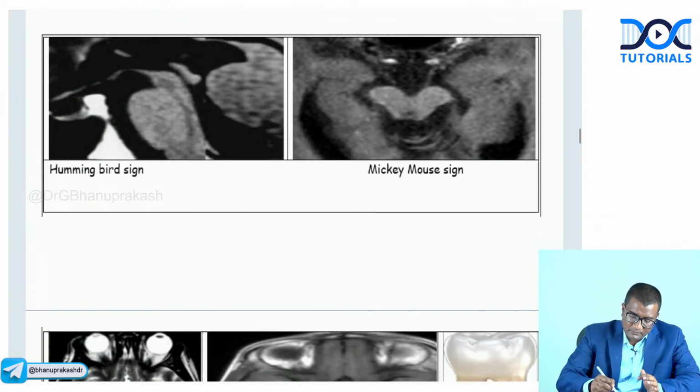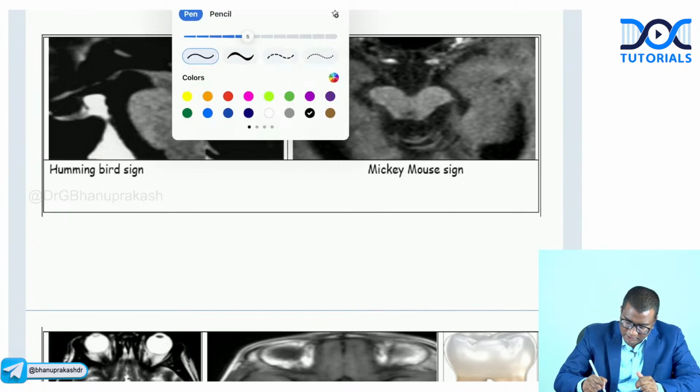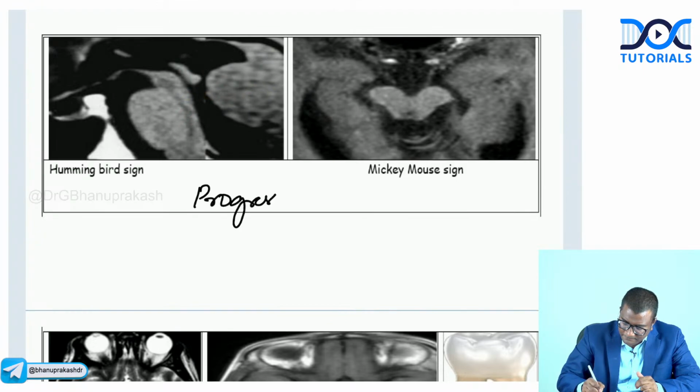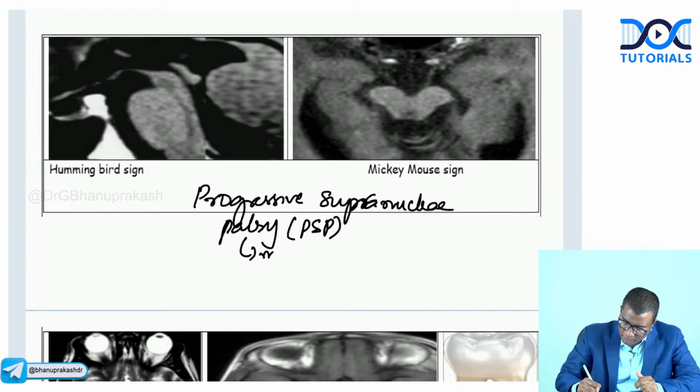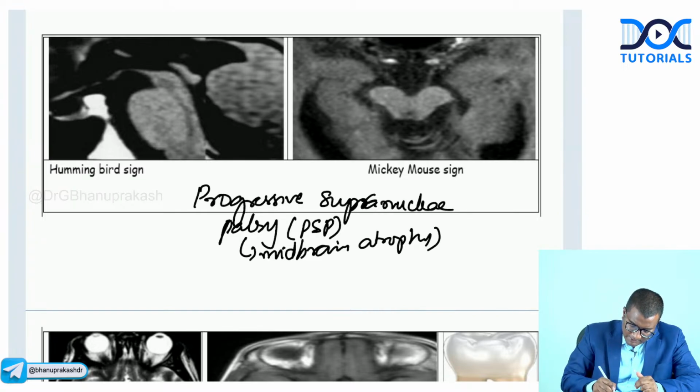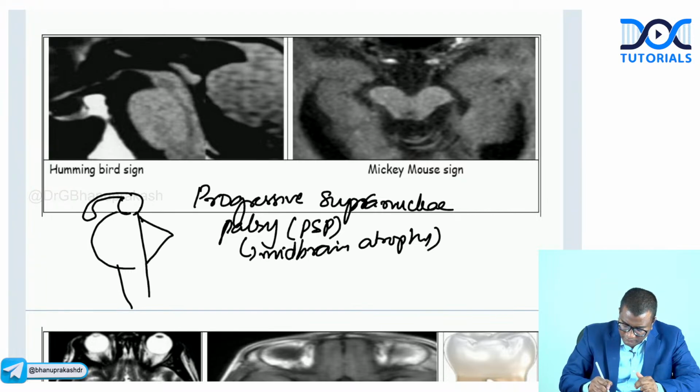Next, remember, in progressive supranuclear palsy, when we have a patient with progressive supranuclear palsy, this is a condition where we have midbrain atrophy. So when we have midbrain atrophy, on a sagittal MRI, I told you how to look at the brainstem, right? Pons, medulla. So when there is midbrain atrophy, the midbrain becomes much smaller. And then you have the mammillary body anteriorly. This is the fourth ventricle and the cerebellum. This gives the hummingbird sign.